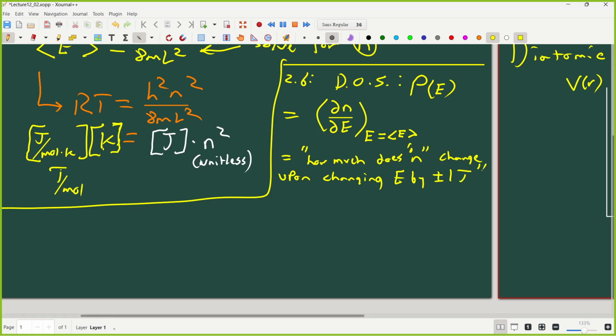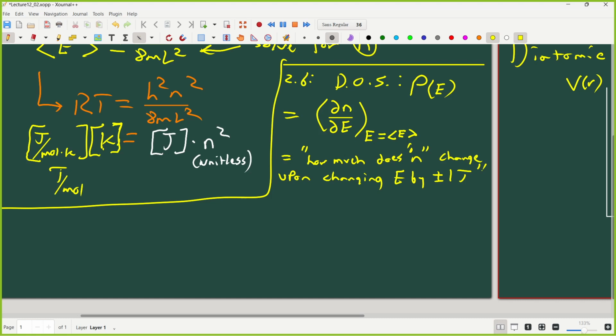Okay? And so what this says is that if you're at some energy point, and you ask, how does N change if I move half a joule lower in energy, or how much does N change when I increase by a joule? How many energy levels are there? Right, what's the density of the possible energies a system can have?